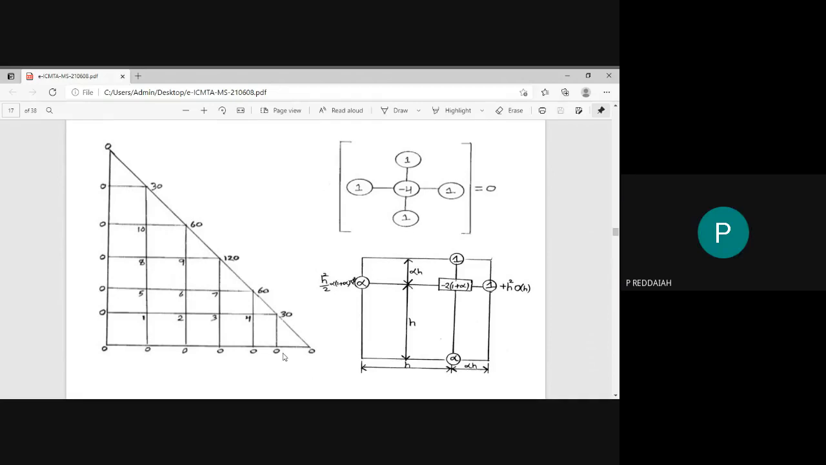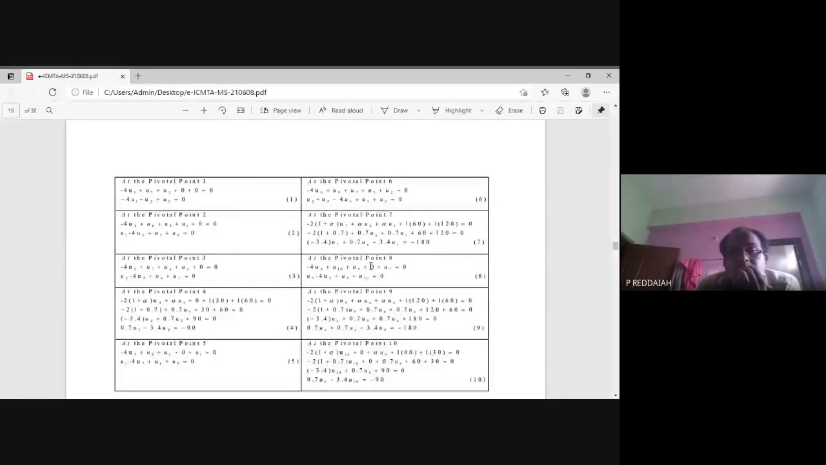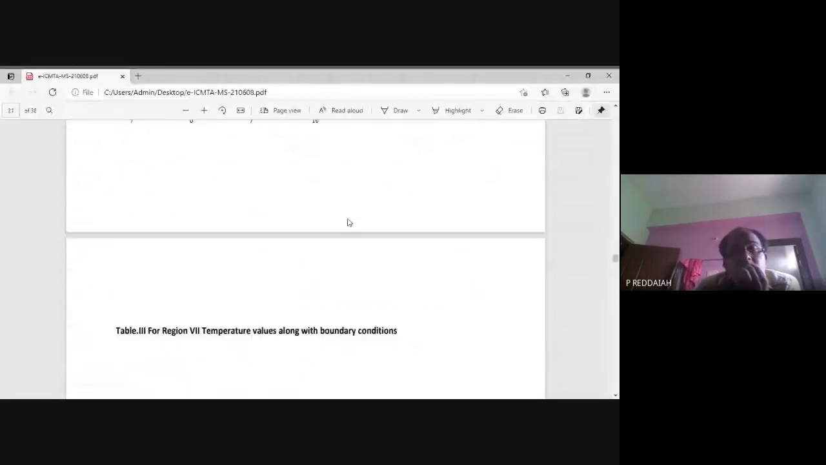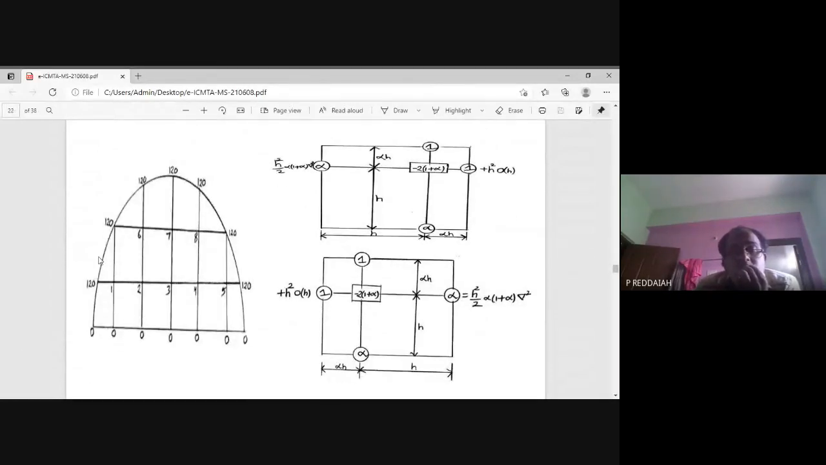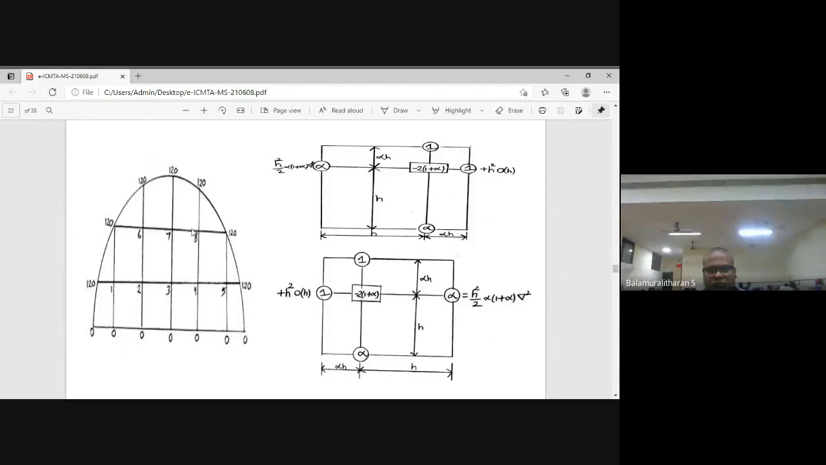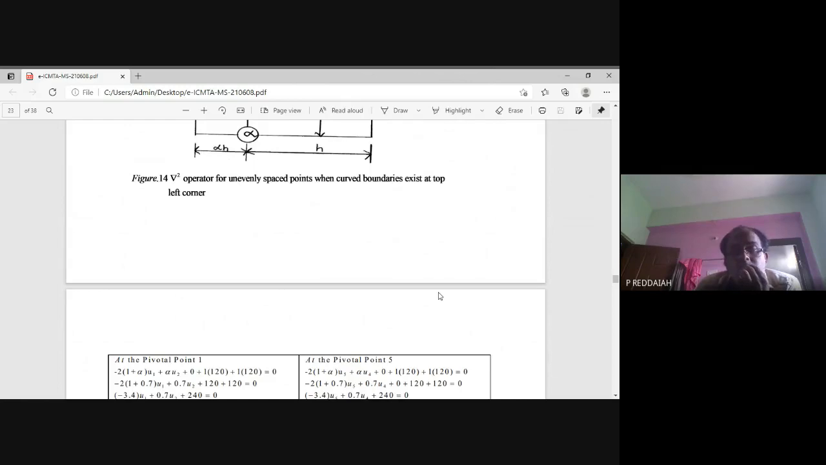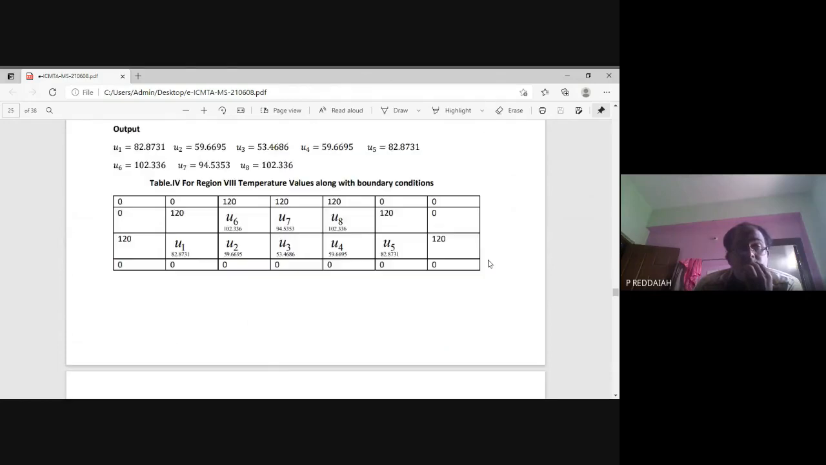Yes, sir. 3 plus 0. So using this partial operator molecule, we get 10 equations. Solving these 10 equations, we get the output along with boundary conditions. Next, for this region, on the right side you should use this partial operator molecule, and on the left side, the curved region, I should use this partial operator molecule. And I find 1 to 8 unknown pivotal point values. Solving these 1 to 8 equations, we get the values along with boundary conditions.